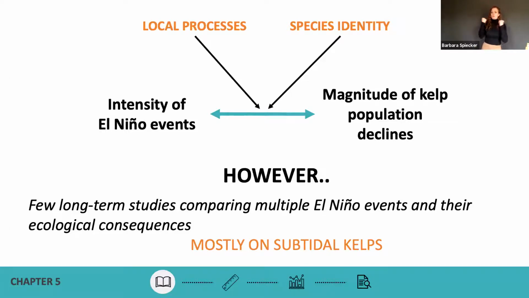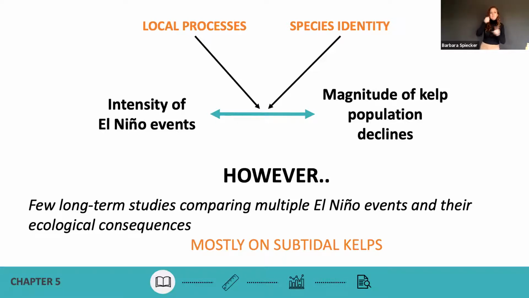So many studies have shown that the intensity of El Nino events is often directly correlated with the magnitude of kelp population declines. For example, the more intense an El Nino event is, the larger the kelp population's decline, generally speaking, right? So the studies show that local processes and kelp identity play an important role in modifying the effects of El Nino on kelps.